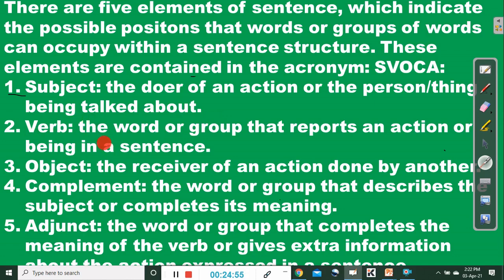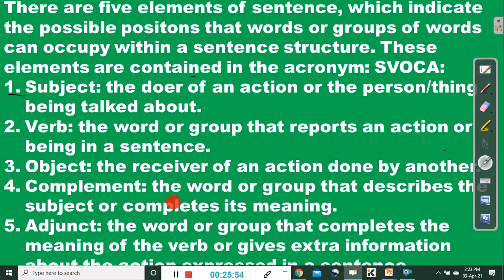Number 2, the verb is the word or group that reports an action or being in a sentence. The word kicked describes an action. That is why it is called the verb. Number 3, the object. This is the receiver of an action done by another. In that sentence, the boy kicked the ball into the net, the ball is the object because the ball receives the action of kicking performed by the subject, the boy. The boy is the doer of the action, the one who kicks the ball. The ball is the object that has been kicked. So it receives the action performed by the subject. So that's what the object is.